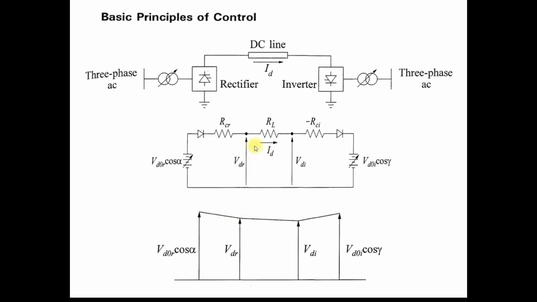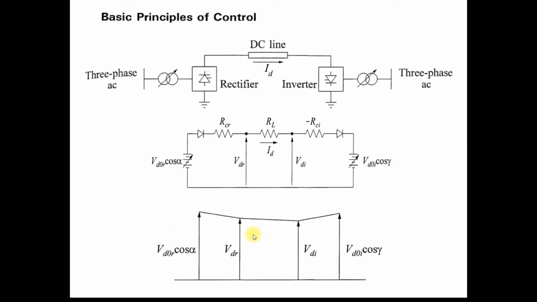Now in the transmission line the voltage remains almost constant, because the value of the transmission line resistance is very small. But again, there is a negative slope in the transmission line because of the voltage drop. Now at the inverter end, the voltage is VDI. Here there is a voltage drop across the resistance RCI during the inverter operation because of the commutation. And at the receiving end, you get the voltage VD0I cos gamma. So this is the single line diagram, equivalent circuit and voltage profile of the HVDC transmission line.